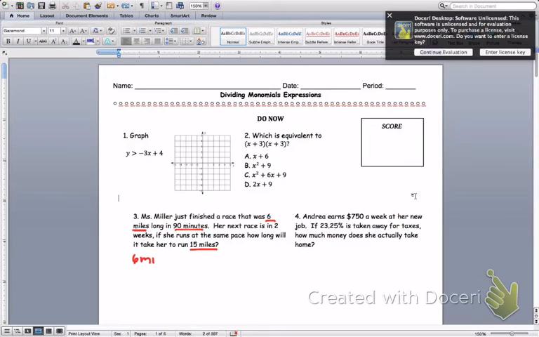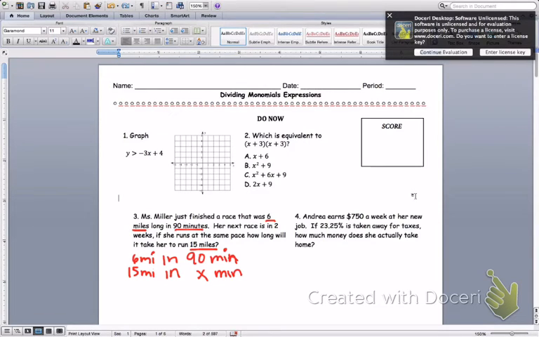6 miles in 90 minutes. And how long it's going to take her to run 15 miles. So we have 15 miles in blank minutes. So I'm going to put an X because we don't know how many minutes that's going to be. So we want to find out how long it's going to take her. We'll just set up a proportion.